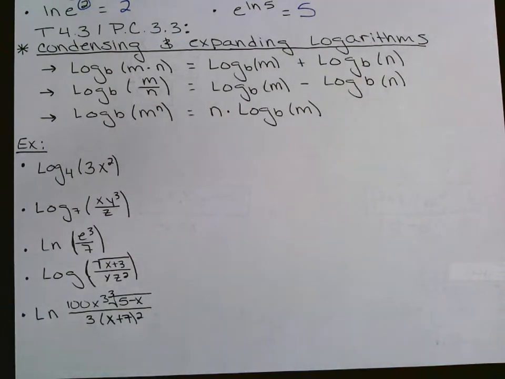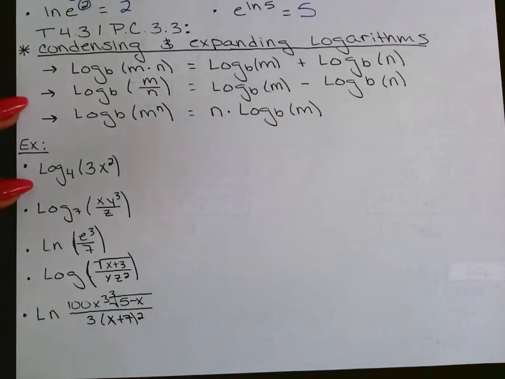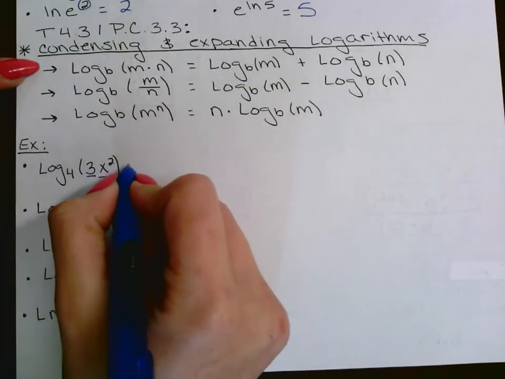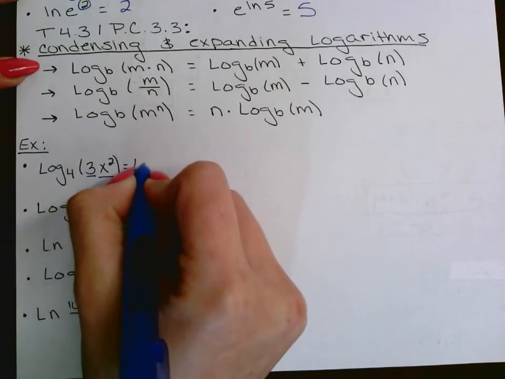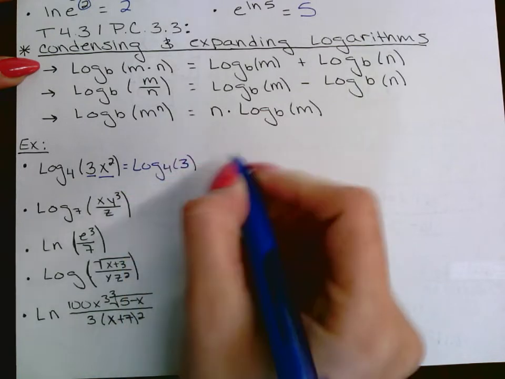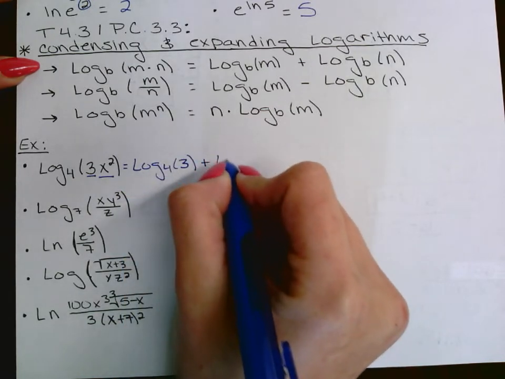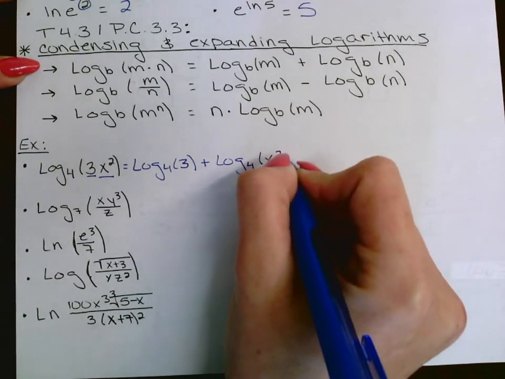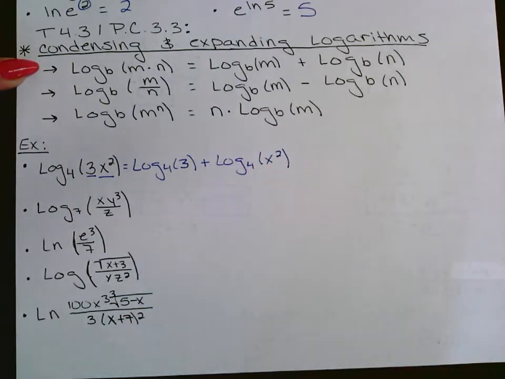So let's start off taking it slow. These two are separated by multiplication, so I'm going to use my first rule and say log base 4 of 3 plus log base 4 of x squared. So all I use right now is that first rule.